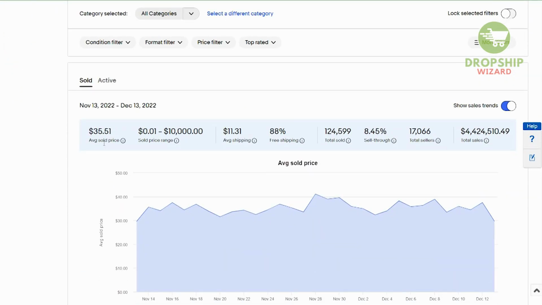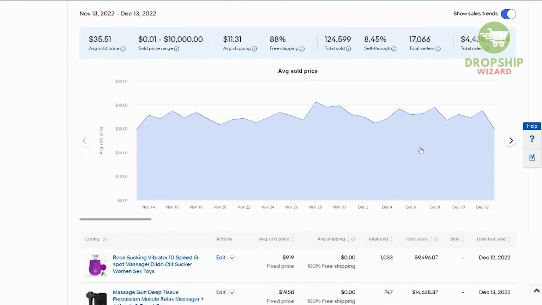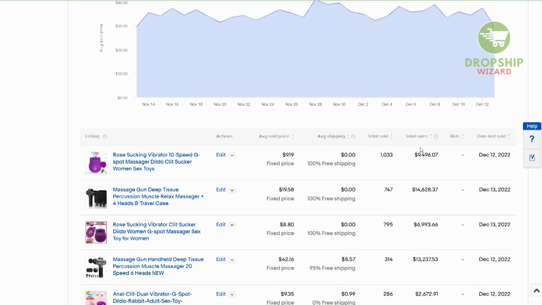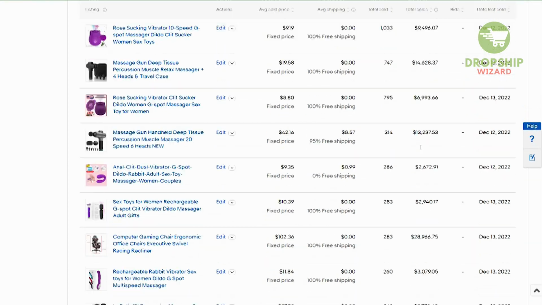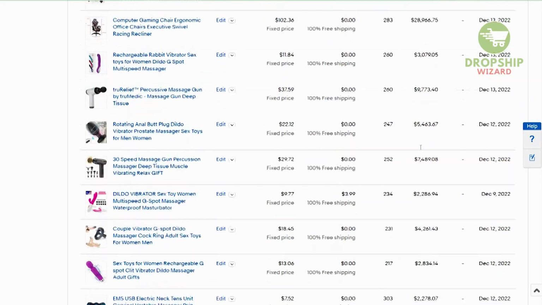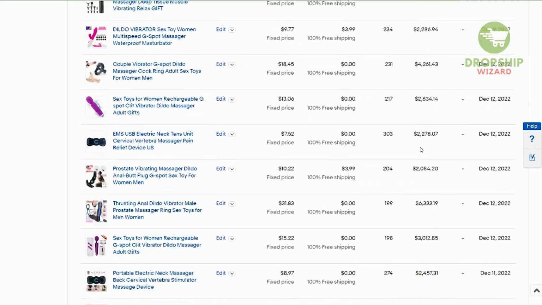The average price being sold is $35.51, so we want to make sure that we're selling it for around $35, $40, or $28. The average shipping price is $11. 124,599 have been sold, and the total sales are $4.4 million. So clearly this is an excellent product to have, and there are 17,000 sellers currently selling these products. If you scroll down, you'll see all the different massagers that people are selling, and you can also start selling these massagers.